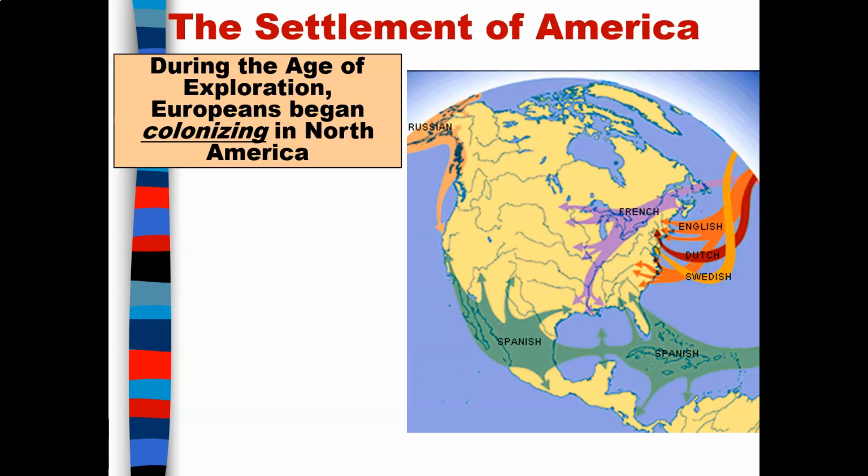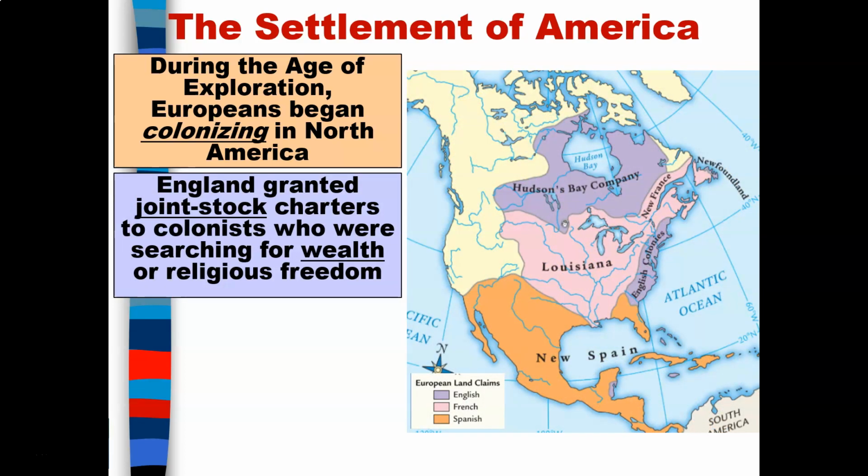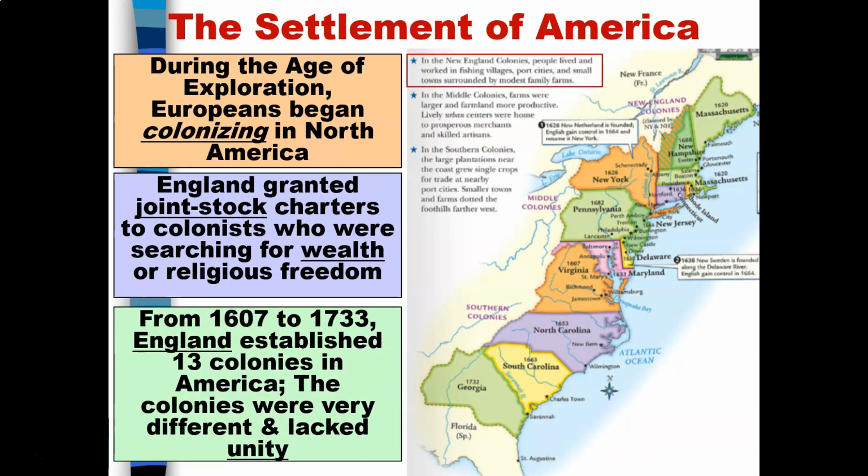Let's begin with the settlement of North America. During the Age of Exploration, Europeans began colonizing in North America. England granted joint stock charters to colonists who were searching for wealth or religious freedoms. From 1607 all the way to 1733, England established 13 colonies in America. The colonies were very different and also lacked unity.